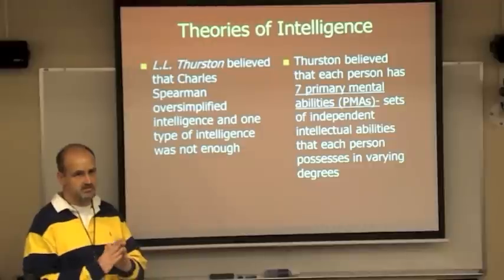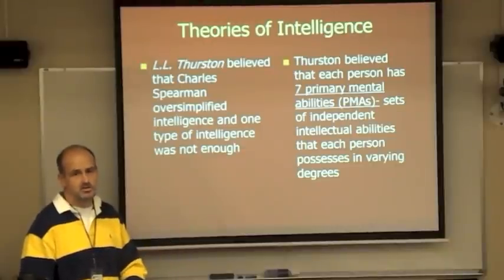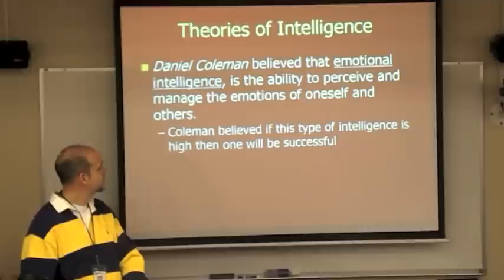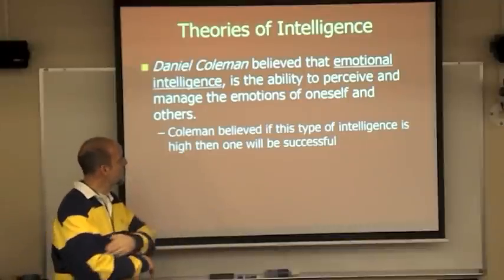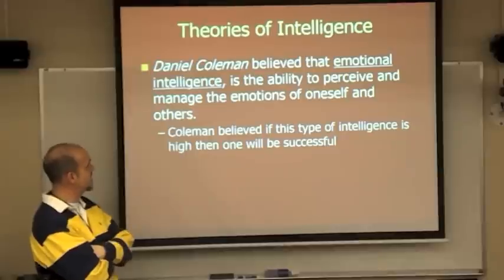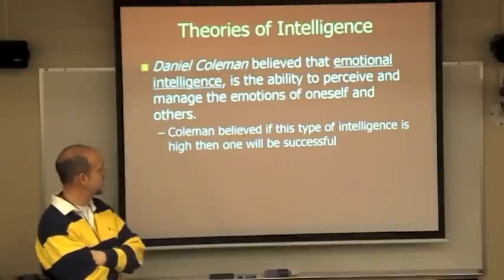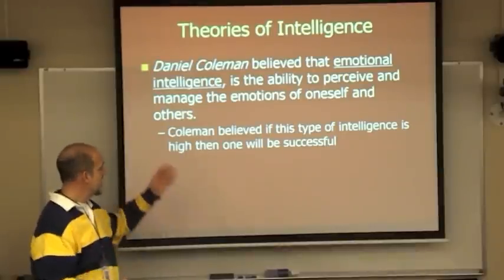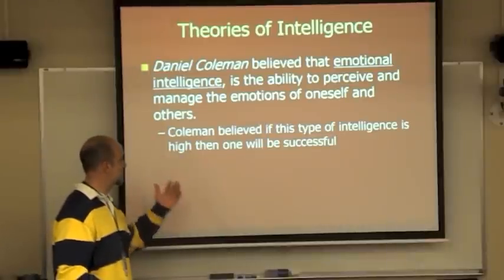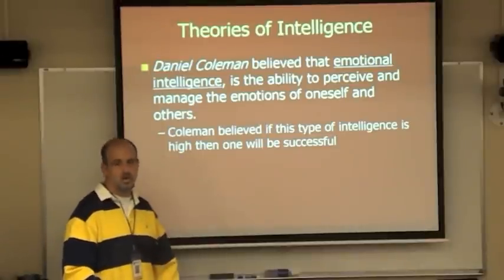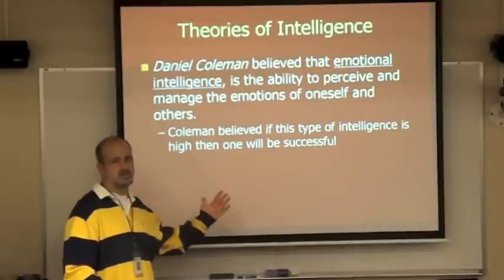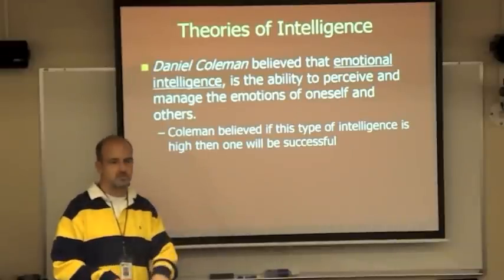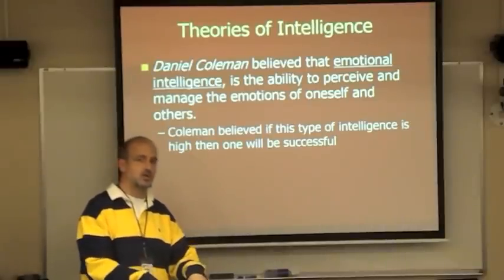Whereas Spearman just believed in one overall, single determinant for intelligence. Now, Daniel Goleman, where he's most known for, is he believed that emotional intelligence is the ability to perceive and manage the emotions of oneself and others. Goleman believed that this type of intelligence is what is correlated with people becoming the most successful. People that can not only handle themselves, but also deal well with other people.